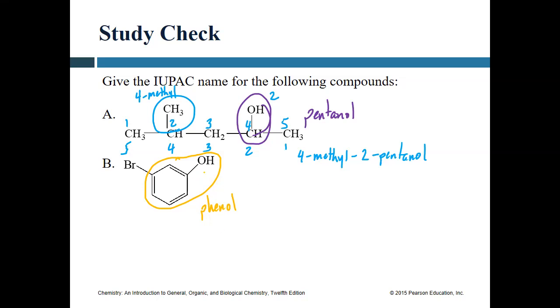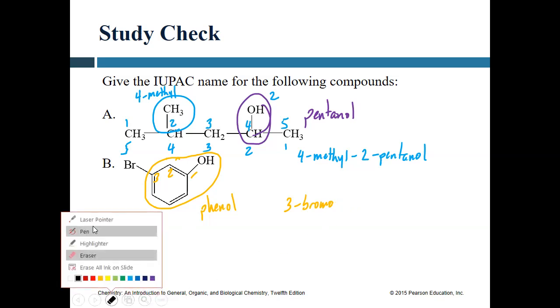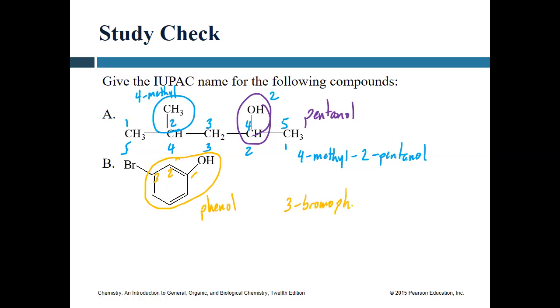We know that the hydroxyl group is in the 1 position because it's always in the 1 position. Now it's just a matter of numbering to minimize this bromo group. And so if I go counterclockwise, I'm going to get a 3 here, as opposed to if I go clockwise, I'm going to get a 5 there. So this is 3-bromo. Don't need the second hyphen there. Phenol.